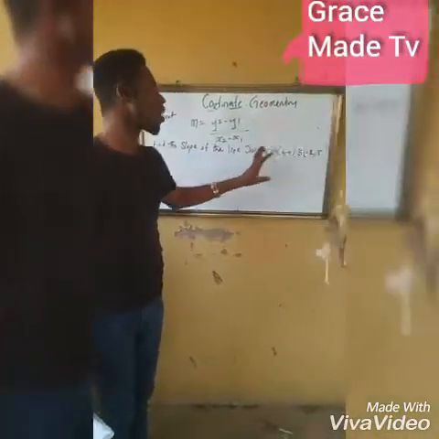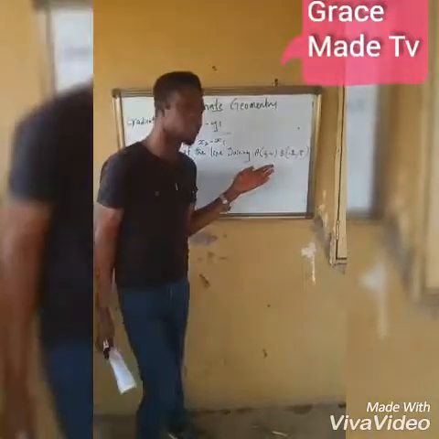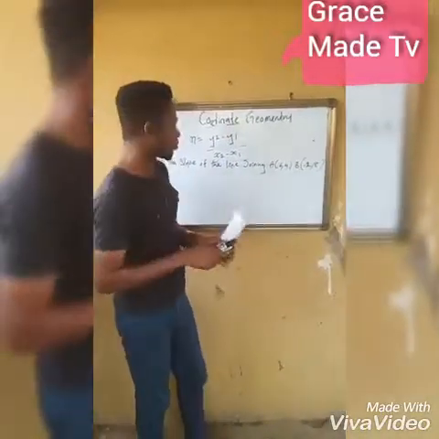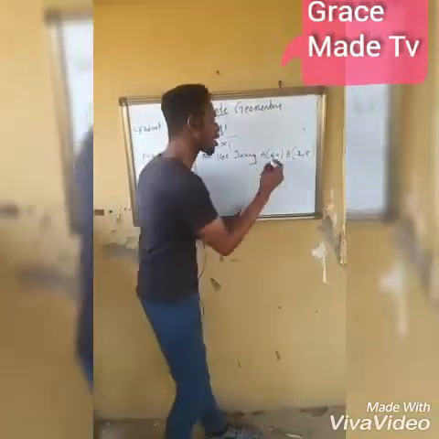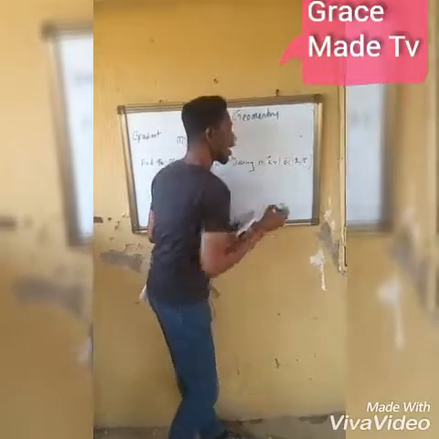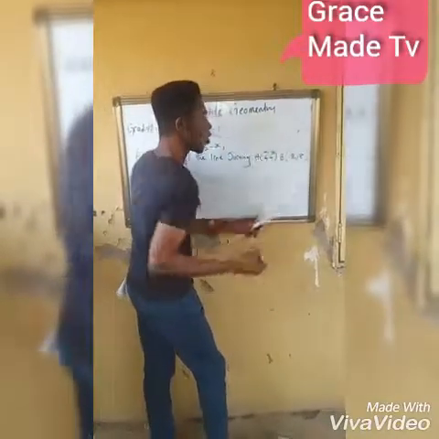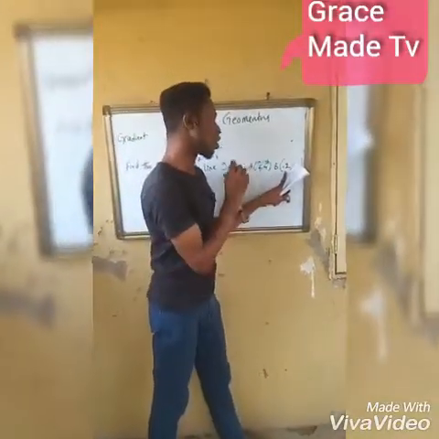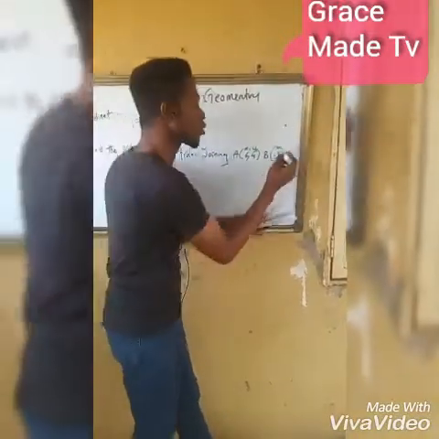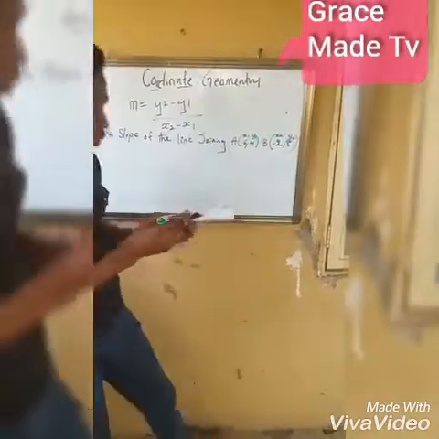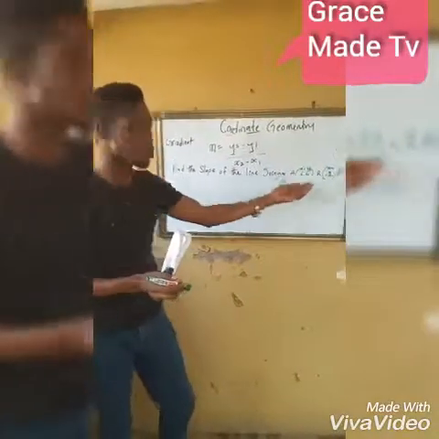Remember, whenever we have points, let's identify them and name them. Under point A, the first number is our x1 and the second one is our y1. Under point B, the first number is our x2 and the second one is our y2. Now we have identified and named our points. Let's substitute them into our formula.